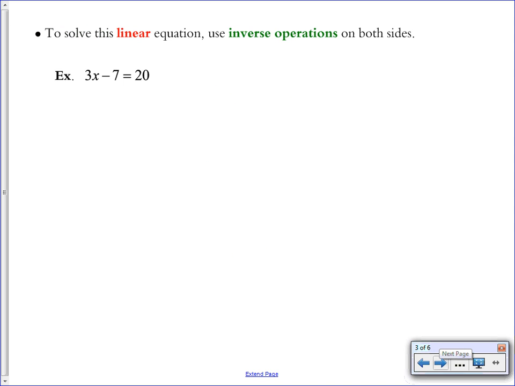To solve this linear equation, and all that linear means is that the exponent on our x is a 1, it's an invisible 1, we're going to use inverse operations on both sides. The inverse operations are: addition's inverse is subtraction, multiplication's inverse is division. And those are the four operations that we'll be dealing with here. Addition, subtraction, multiplication, division.